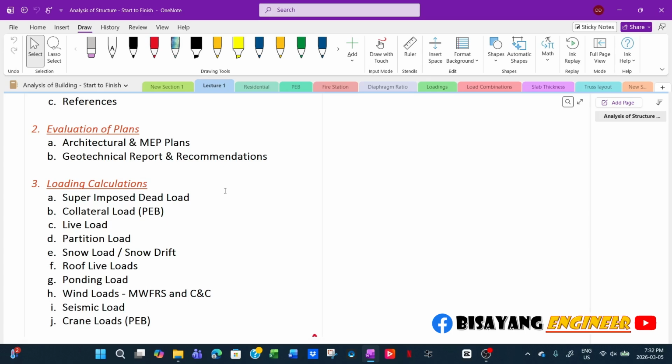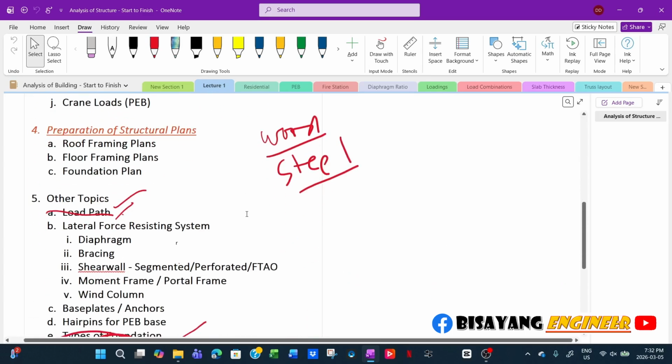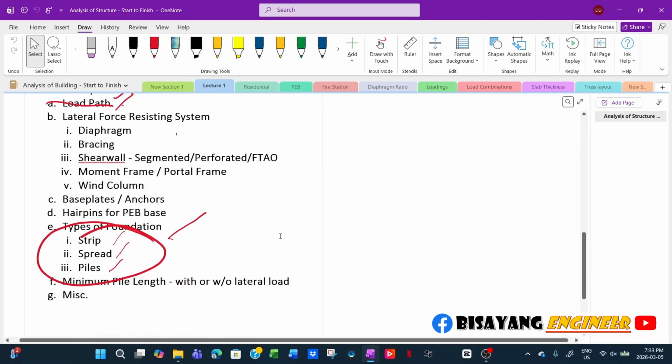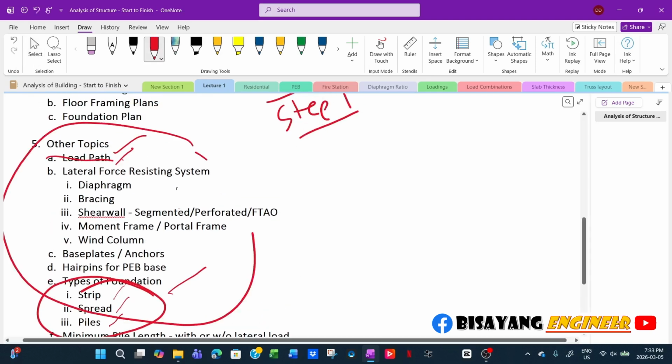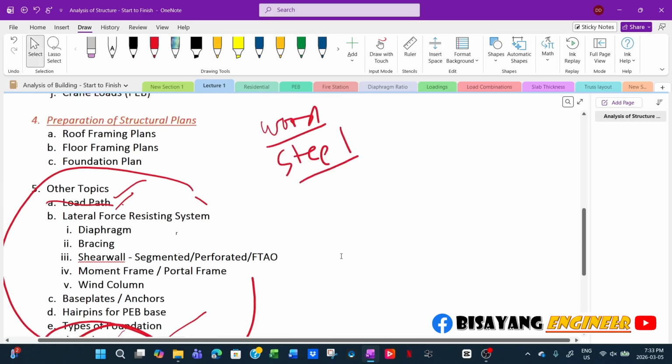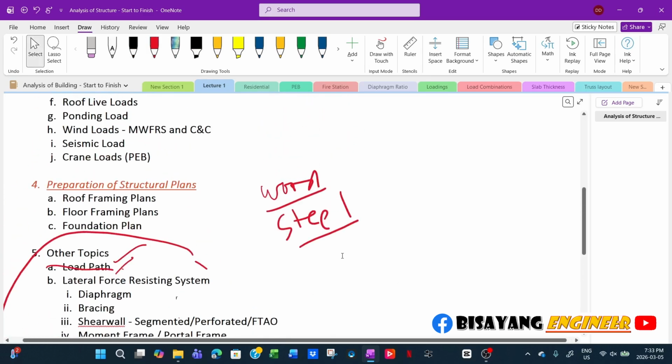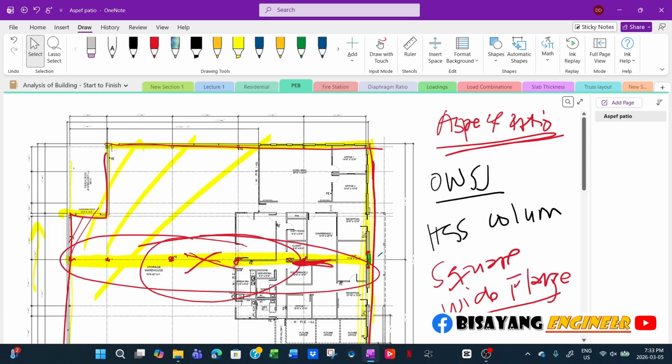Loading calculations. Once we touch this topic here, we will also be discussing load calculations and applications, like how the loads are applied into the structure itself. We will do a video on that one as well.